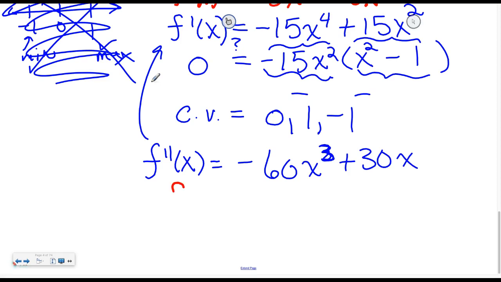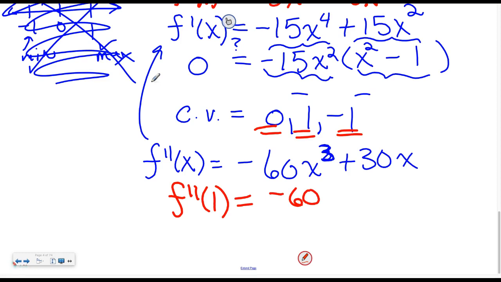I'll plug 1 in first, because what I know is these guys right here are possible turning points, possible maxes and mins. So if I can figure out how it's turning there, I know which one it was. Here, watch. When I put in a positive 1, I'll get negative 60 plus 30, which is negative 30. That's the value of the second derivative.